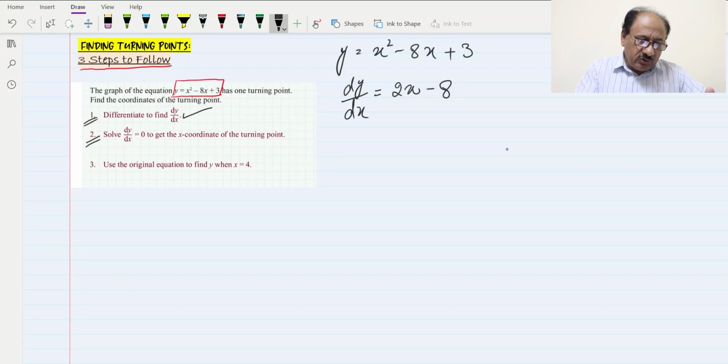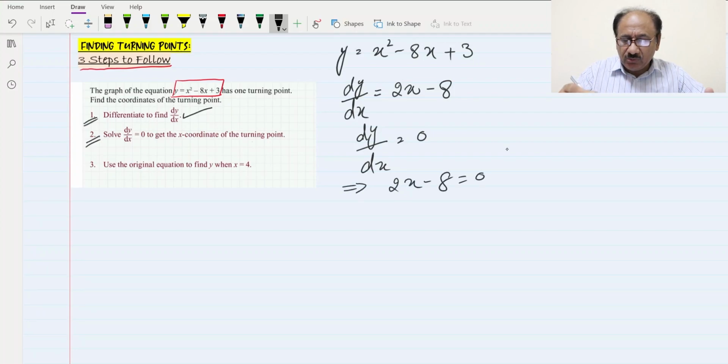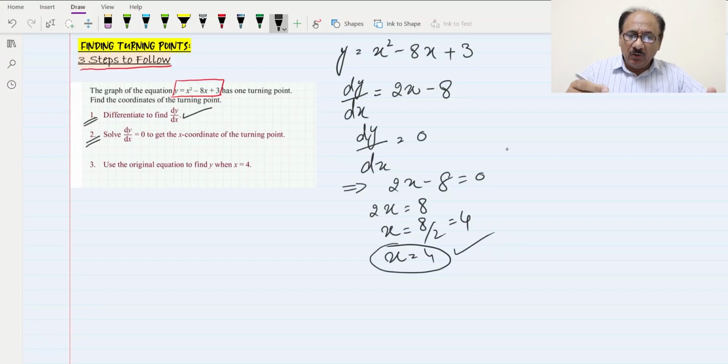The second step is to solve dy over dx equal to 0. So we put dy over dx equal to 0. This implies 2x minus 8 is equal to 0, which implies 2x is equal to 8, and x is equal to 8 by 2, which is 4. So the x value we got is x is equal to 4. Again, what we have done is take the function, take its derivative, put that derivative equal to 0, and we got the x value as 4.